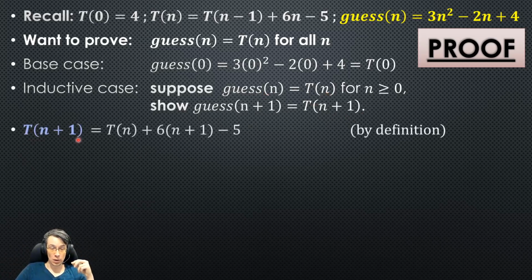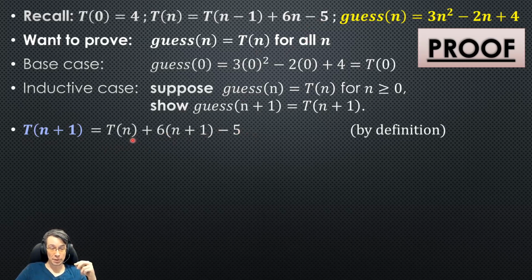So t of n plus 1, from our formula here, let's plug an n plus 1 in instead of n. T of n plus 1 is t of n plus 1 minus 1, which is t of n, plus 6 times n plus 1 minus 5. So that's by the definition of t.